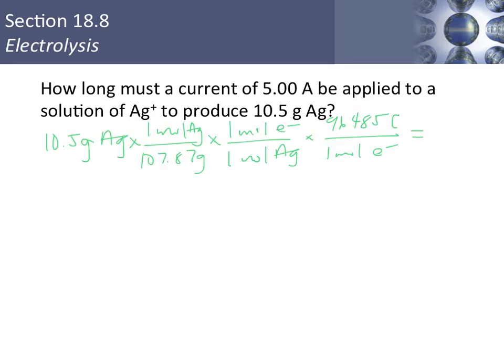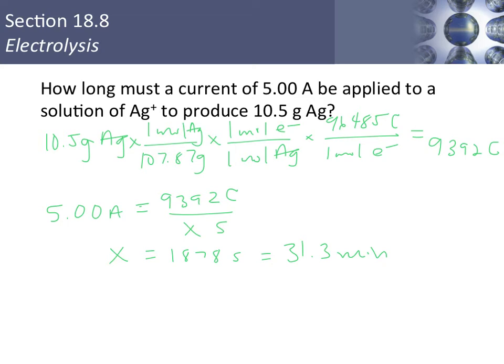So if I know my grams of silver, I can find my moles of silver. 107.87 is the molar mass for silver. For every 1 mole of silver made, I need 1 mole of electrons to do that. I know it's 1 mole because my silver ions have a +1 charge. And looking at my Faraday constant, 1 mole of electrons is 96,485 coulombs. That will give me my answer in coulombs. I get 9,392 coulombs.